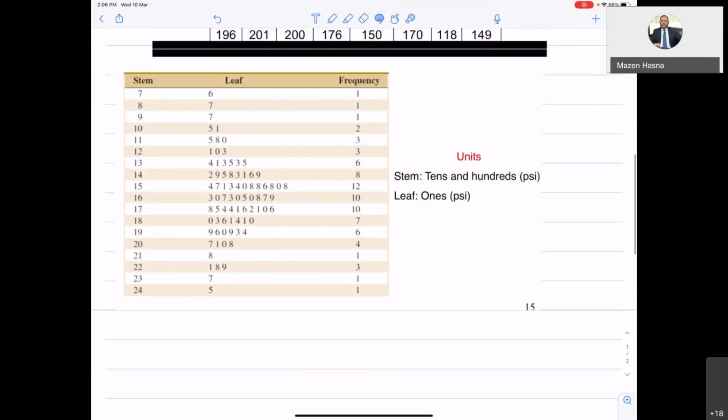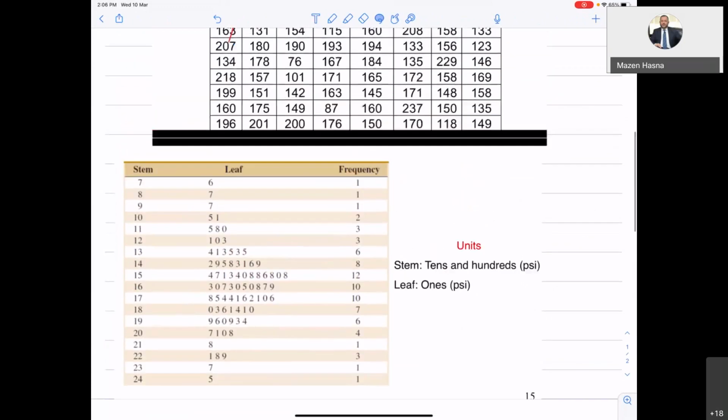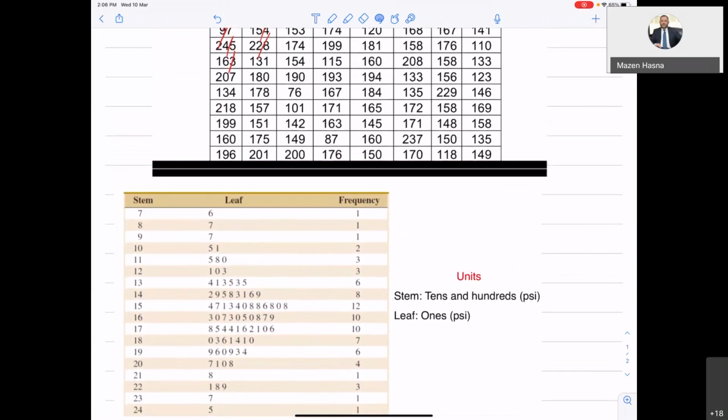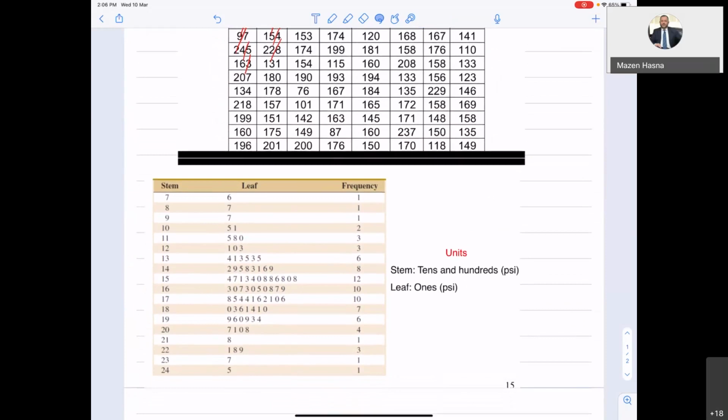So this is the way we will present it. As you can see, the way to read this table is that here the data, which was 76, is split into 7 as its stem and 6 as its leaf. 87, 8 is the stem, 7 is the leaf, and so on, all the way. So you put your data in a better format like this.